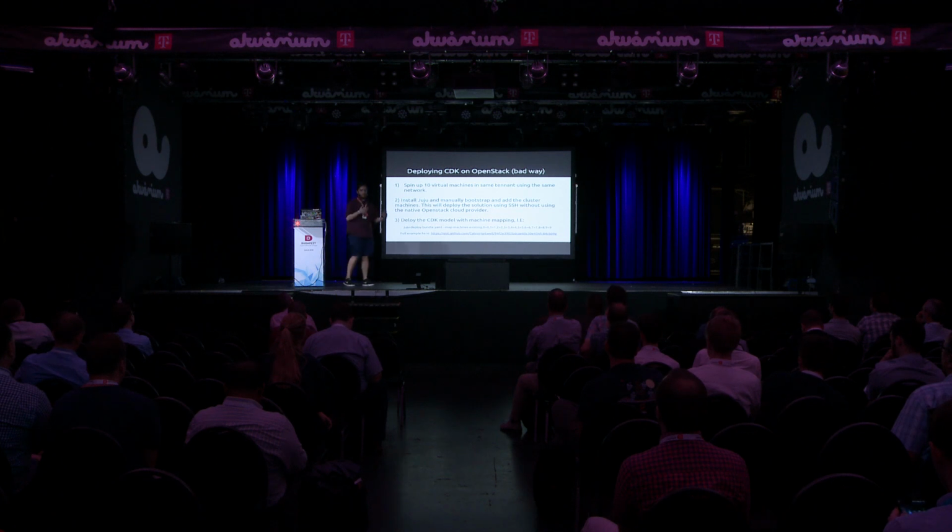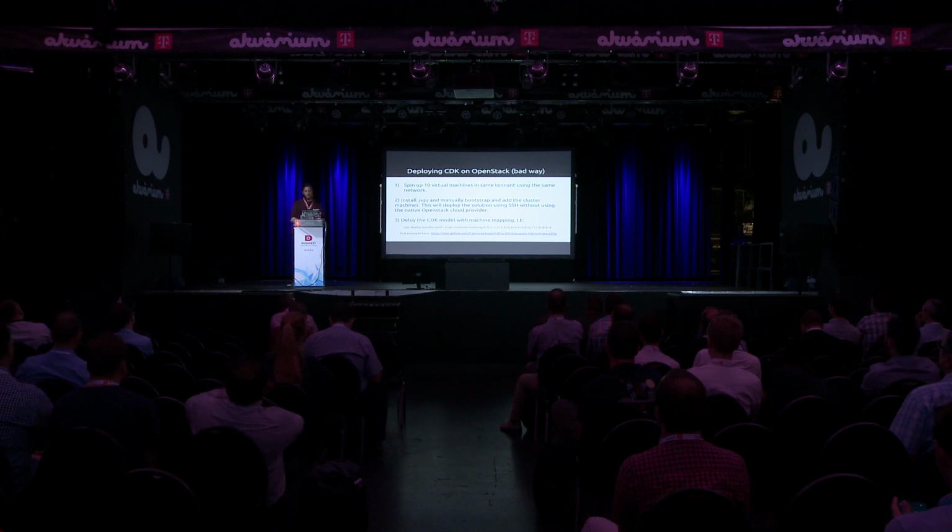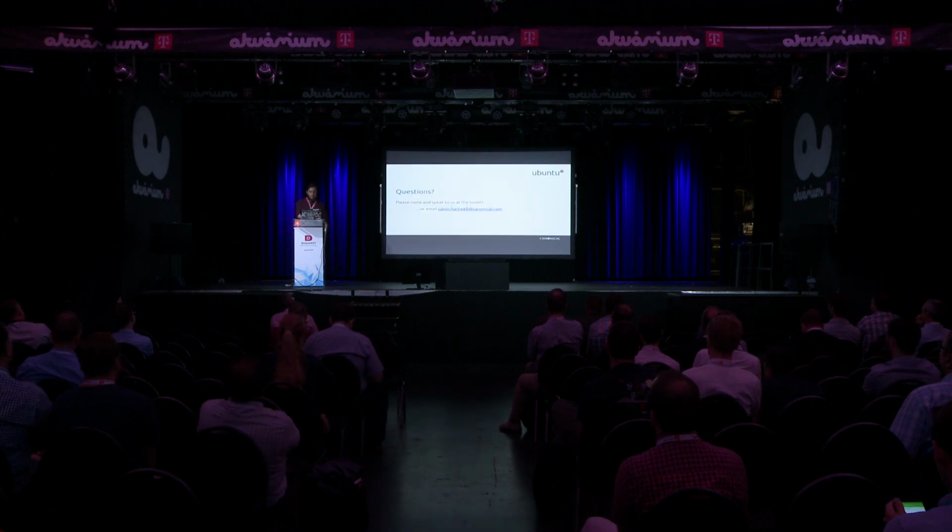The bad way is where you deploy a whole load of virtual machines yourself, give them all the DNS entries and the IP addresses they need, and then you can basically do a manual bootstrap. And there's a couple of examples here on how to do that. It's not very nice. I'd much prefer to do it the other way and suggest doing it that way. So yeah, that's basically it. Are there any questions? Please feel free to ask anything about Kubernetes.